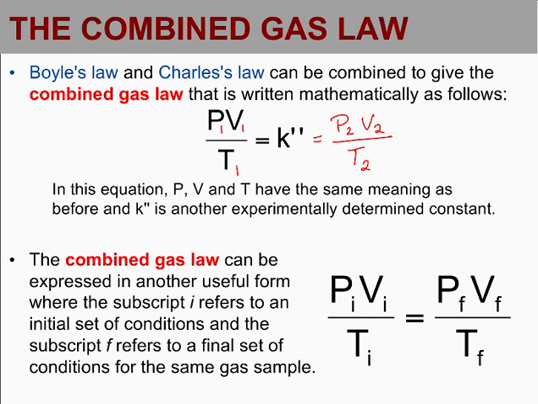So down below, you can see that the combined gas law tells us that the initial pressure times the initial volume over the initial temperature is equal to the final pressure times the final volume over the final temperature. So this is great because all that's held constant here is the amount of the gas. So in these experiments, we're allowing for a change in pressure, a change in temperature, and a change in volume.